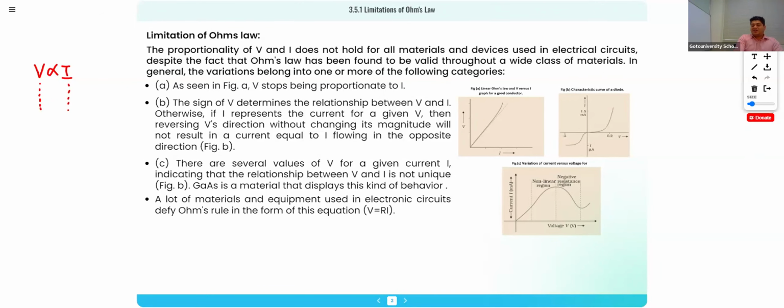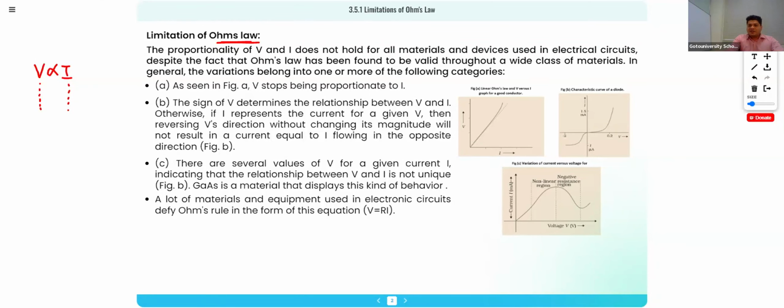It will not happen in the case of thermistor. It will not happen in the case of diode. It will not happen in the case of triode. It will not happen in the case of semiconductor. So if this is not following, that means Ohm's law is not obeyed. So the devices which are not following Ohm's law are known as non-ohmic devices.